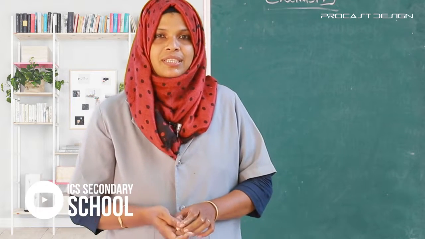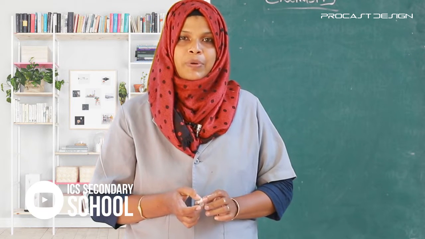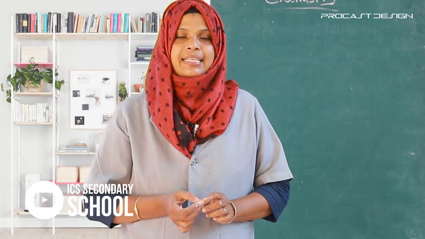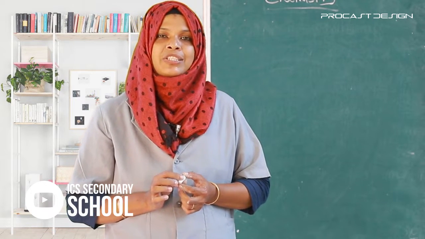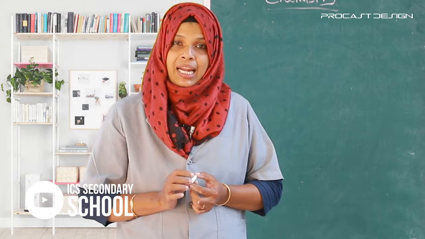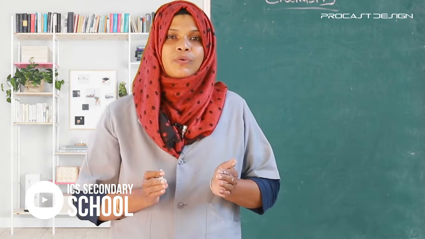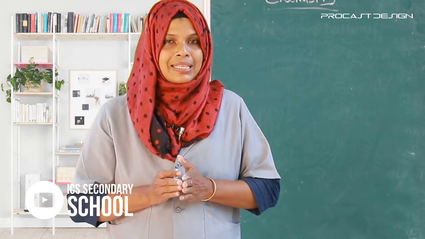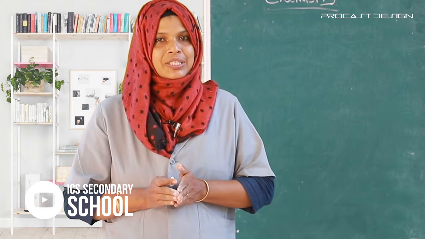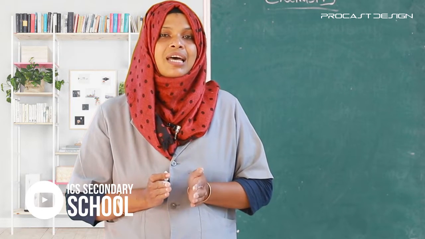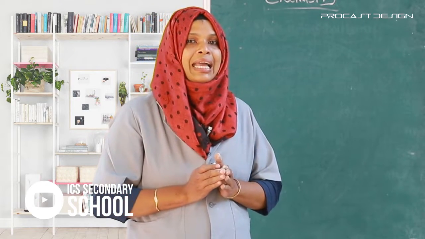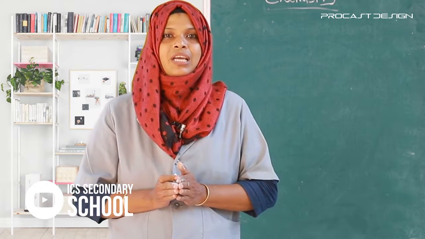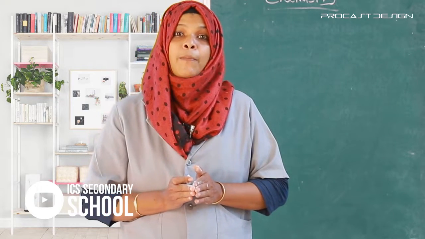Hello my dear students. Last class we discussed electronegativity. What is meant by electronegativity? The ability of an atom to attract bonded pairs of electrons towards itself is known as electronegativity, and values range from 0 to 4. The most electronegative element is fluorine. Today our topic is polar nature.